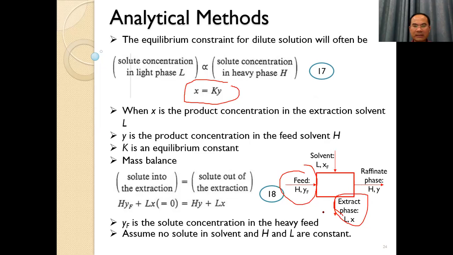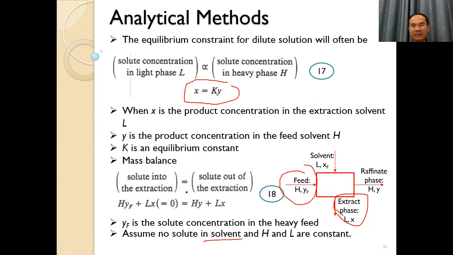And for this case, we assume no solute in the solvent. No solute in the solvent, that means XF equal to 0. That's right. S and L are approximately constant. If you make the mass balance, that means solute fed into the extraction equals solute out of the extraction. Because it's flow in, flow out, continuously, we have no accumulation term. And for this case, there is no reaction term. The generation and consumption is 0.